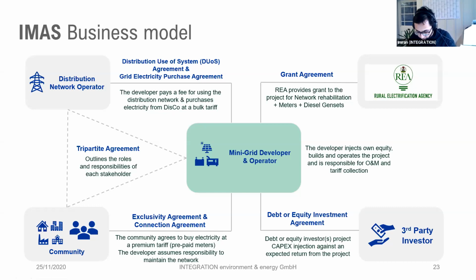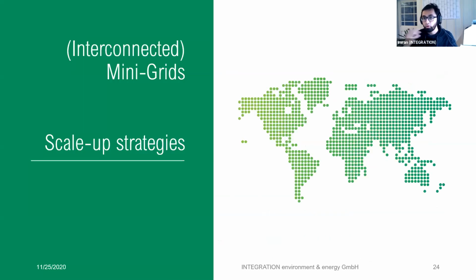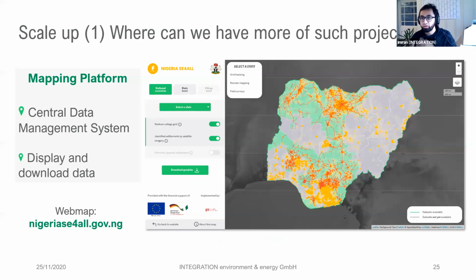Well, if you will allow me, I would just take a couple more minutes to talk about how the strategy in Nigeria is to scale up this sector. Yes. The idea is that we just saw that we have 50 systems that are out there, and around 100 more of them are going to come up. And when we talk about scale up, there are two basic questions that need to be answered. The first is, where can we have more of such systems? I mean, this is kind of also the starting point.